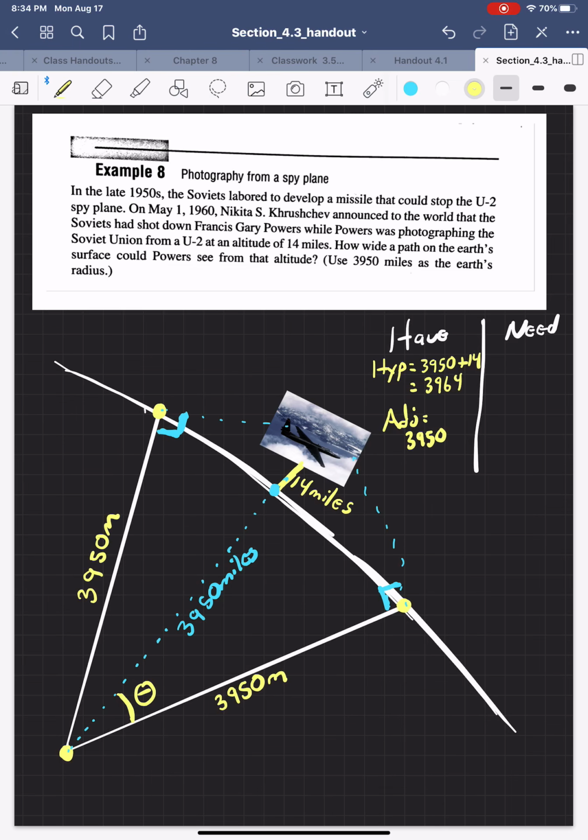Well, what do we need? Well, think back. In order to find arc length, let's see if you remember. Do you remember the formula? So S, arc length, is equal to R times theta. All right, so we're going to need that viewing angle here, this theta.